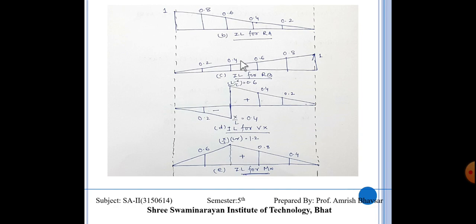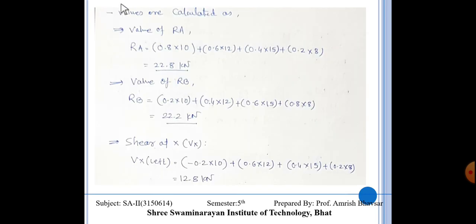Now on the basis of the influence line diagrams for RA, RB, Vx and Mx, we can calculate the values for the given loads, calculated from the ordinates of these diagrams. So for RA, RA is equal to 0.8 into 10, since at 1 meter there is 10 kilonewton, and at 2 meter there is 12 kilonewton.